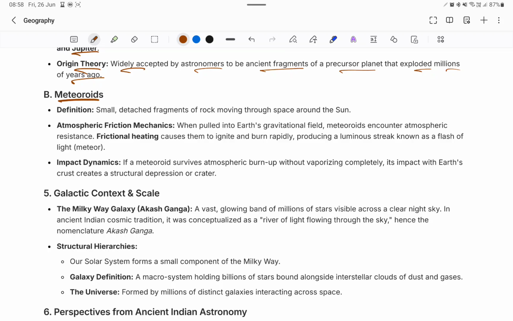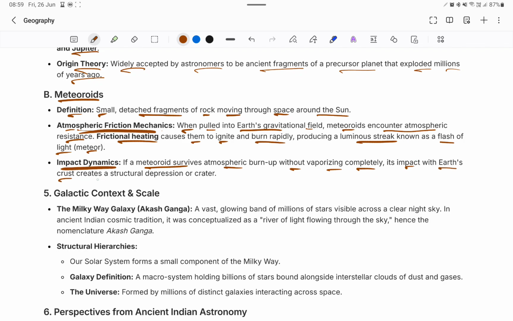Meteoroids. Definition, atmospheric friction mechanism, and impact dynamics. Definition: small, detached fragments of rock moving through space around the sun. Atmospheric friction mechanics: when pulled into Earth's gravitational field, meteoroids encounter atmospheric pressure resistance. Frictional heating causes them to ignite and burn rapidly, producing a luminous streak, a flash of light that's called a meteor. Impact dynamics: if a meteoroid survives atmospheric burnup without vaporizing completely, its impact with Earth's crust creates a structural depression.